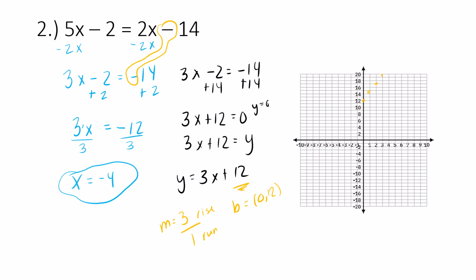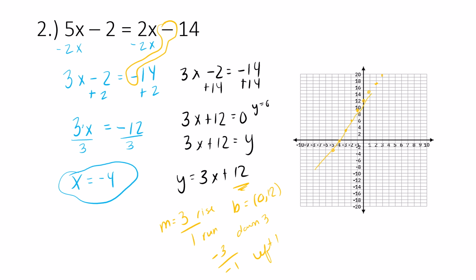So what I'm going to do is do this. Instead of thinking of it as positive 3 over positive 1, I'm going to think negative 3 over negative 1, because that's also equal to 3. So I'm going to count down 3 and left 1. So going down 1, 2, 3, left 1. Down 1, 2, 3, left 1. And that's the point that I'm looking for. 1, 2, 3, left 1 was that x-intercept.